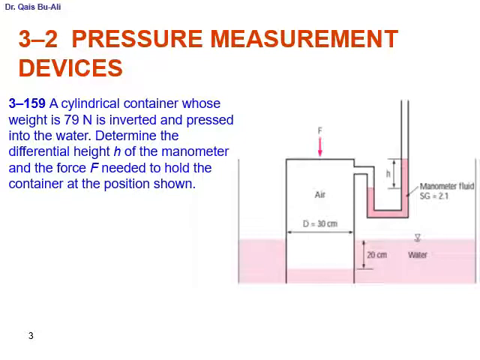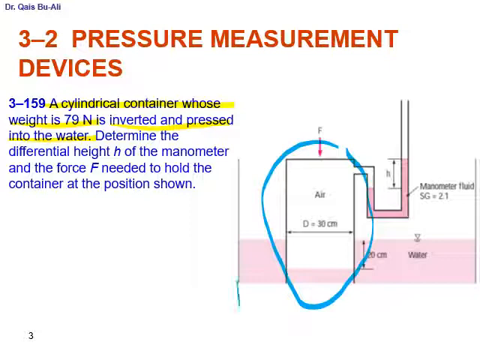Let us read this example with you. A cylindrical container whose weight is 79 Newton is inverted and pressed into the water. So I have a container like this, a cylindrical container, which is this one. Actually, it is inverted and immersed and pressed into water.